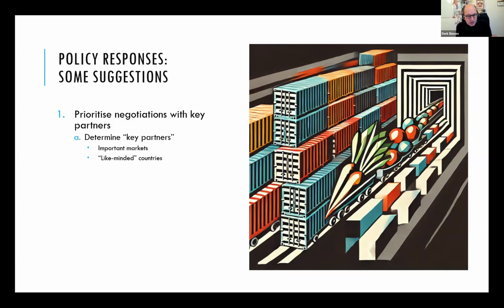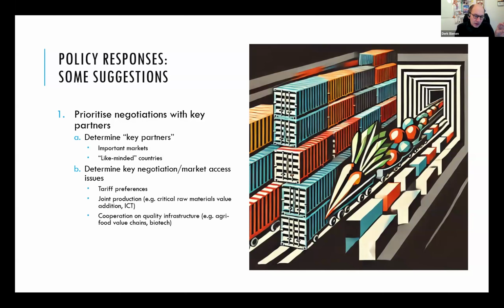And I would say that there are two types of key partners. One is the important markets. So that is the countries to which the exports of my country are exposed. If a large share of Germany's exports go to China, then obviously China is a key partner. And the same would go for basically any country, whatever country you're representing: you have to find the most important markets. So that's the economic aspect. But then the geopolitical aspect also comes in, like-minded countries. Which countries are in my camp, which share political interests and so forth. And that is the instrumental role of trade policy as a broader political instrument.